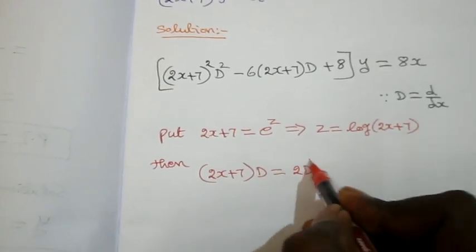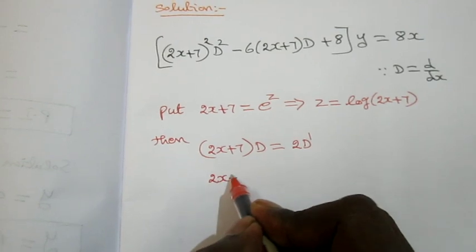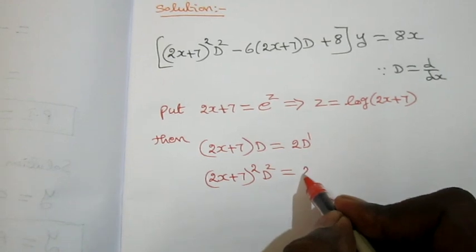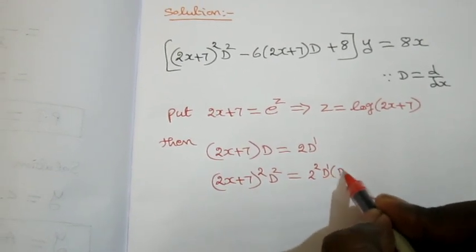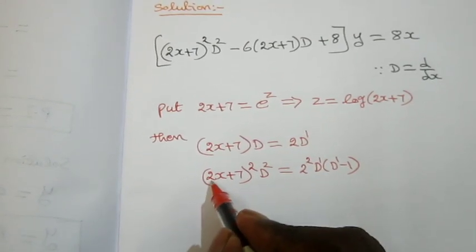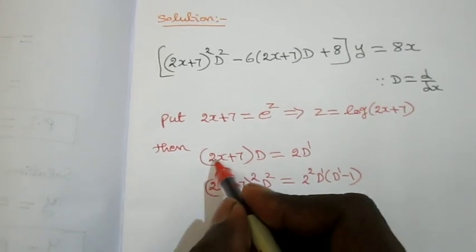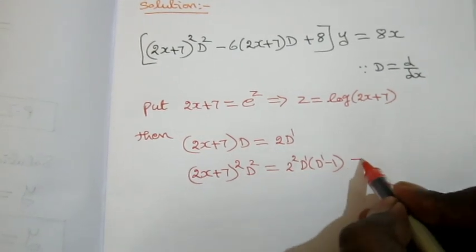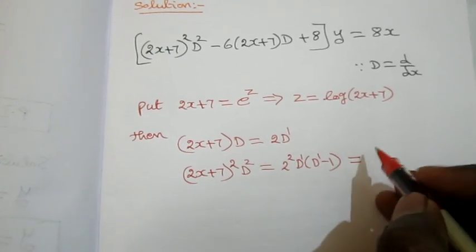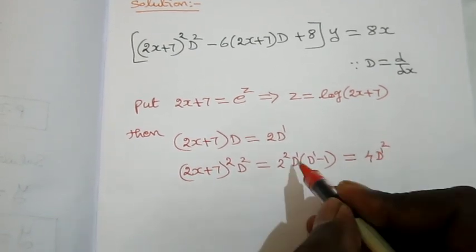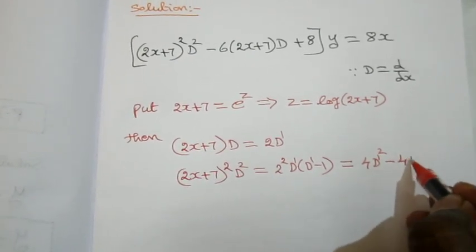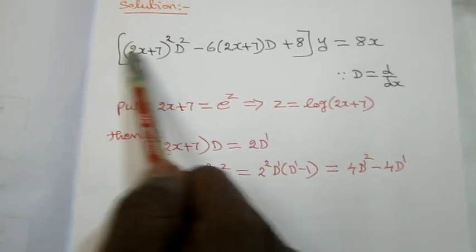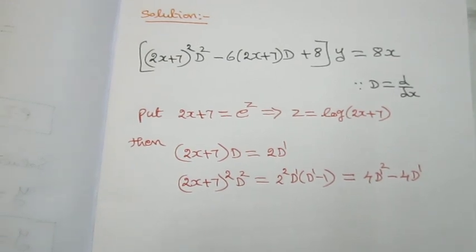So 2D dash. Next, (2x plus 7) the whole square into D square is 2 square into D dash minus 1. That means this coefficient you have to write 2 square, but here this coefficient is 2. So 2 square into D dash, D dash minus 1. Finally this is 4, multiply 4 inside, so 4D dash square minus 4D dash. Now I am going to substitute these two values in this equation to convert into constant coefficient.